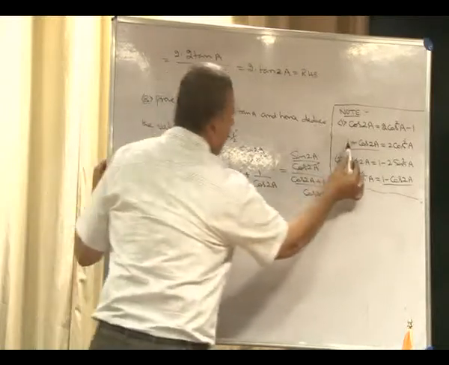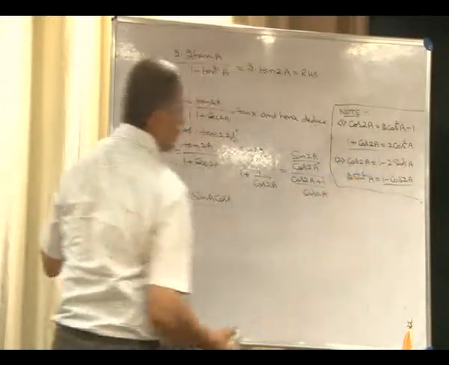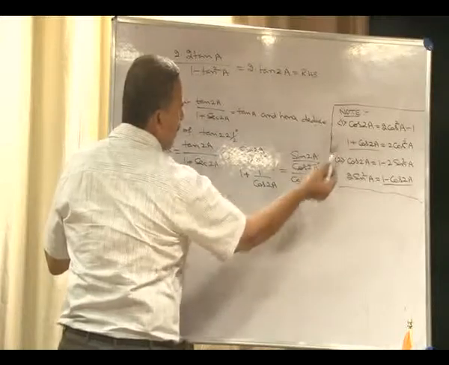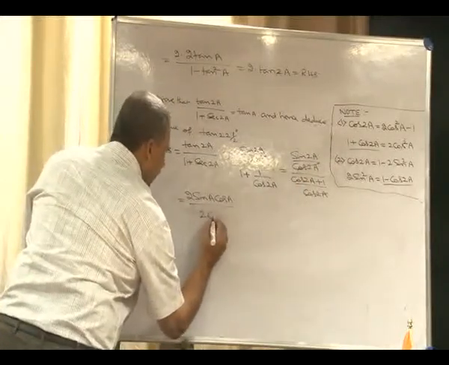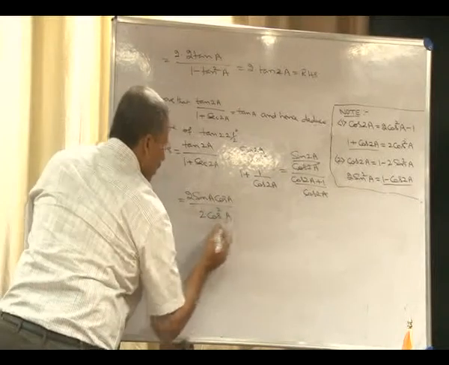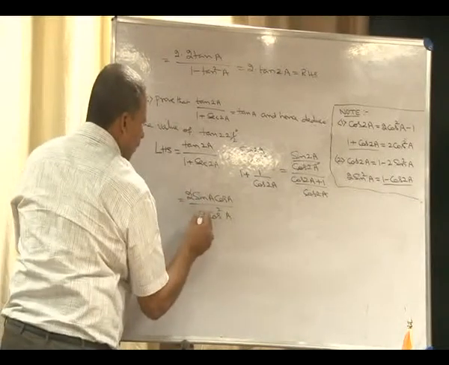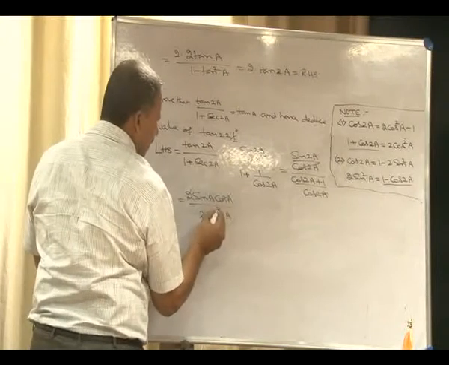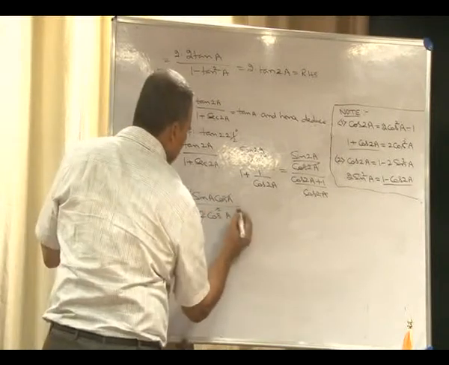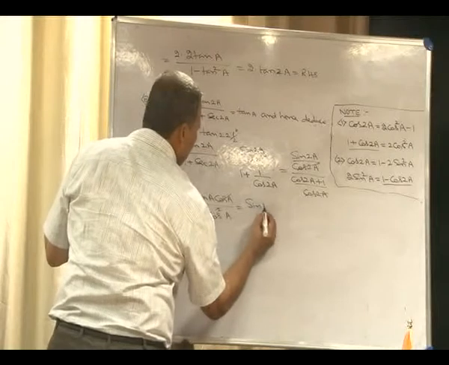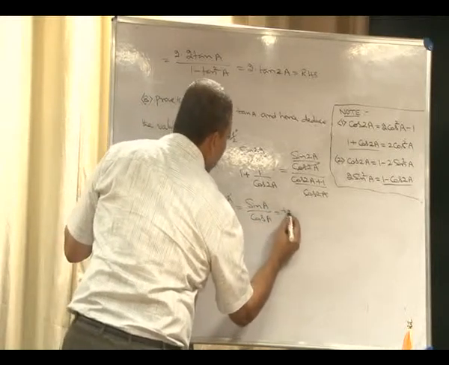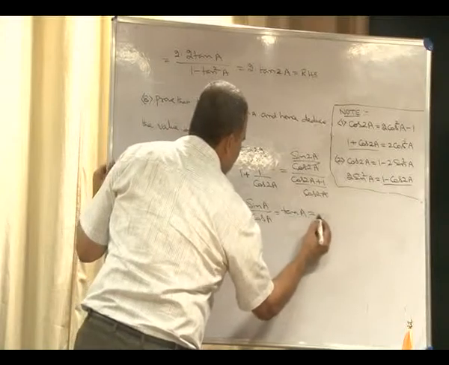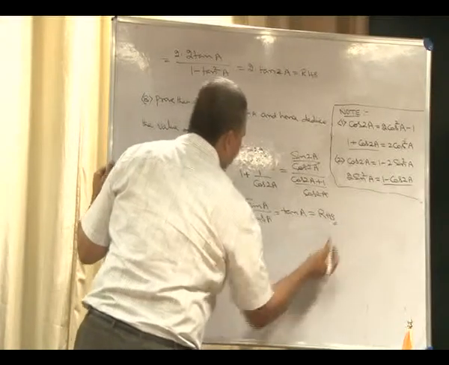Here this cos 2A cancels, sin 2A is 2 sin A cos A by 1 plus cos 2A, and 1 plus cos 2A is 2 cos square A. Both numerator and denominator 2 cancel, in the numerator cos A cancels with the denominator cos power, that is equal to sin A by cos A, sin by cos is tan, that is tan A, that is equal to RHS.